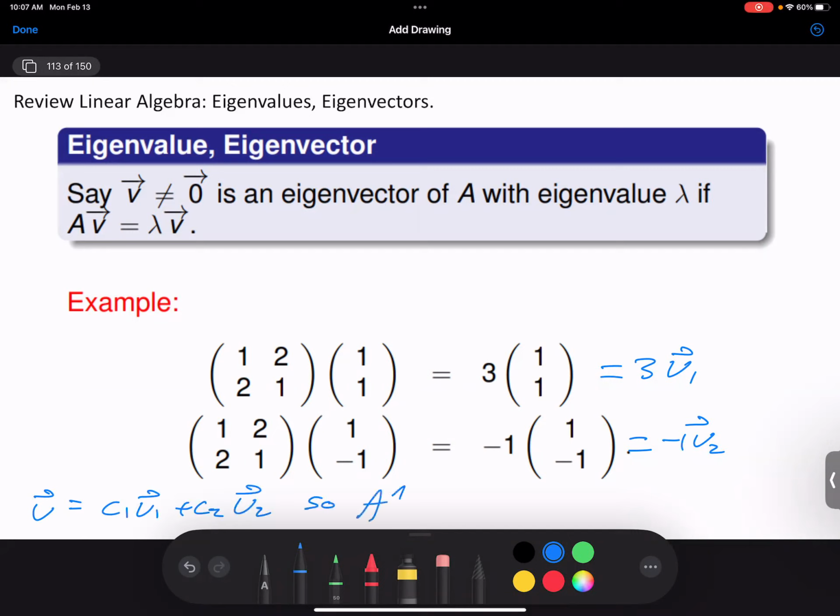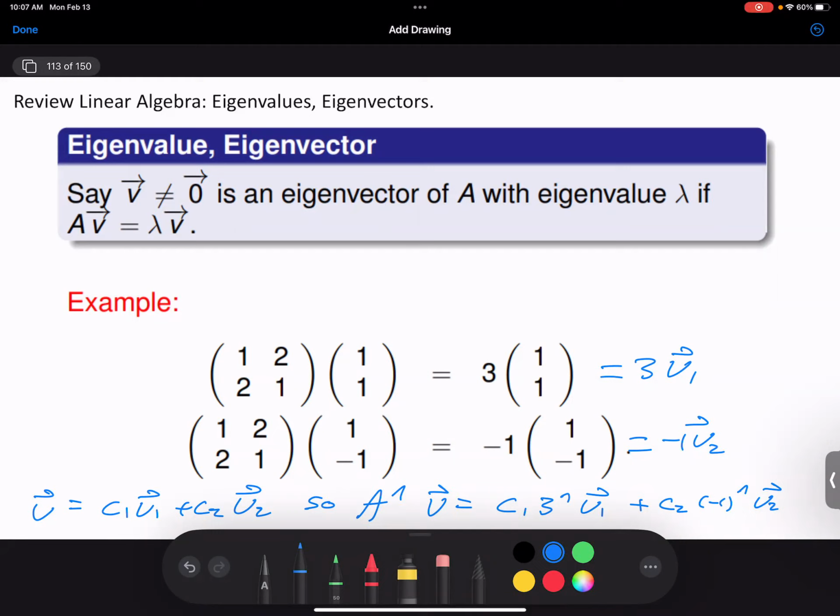So if I took A to the nth power on v, after you do a little bit of algebra, it would just be c1 3 to the n v1 plus c2 -1 to the n v2. And so if I can write any vector as a combination of v1 and v2, well, a matrix applied to a sum of vectors is the sum of the matrix applied to the vectors. And then I can just pull out the c1 and c2, they just rescale. And this allows me to really easily compute high powers of a matrix A if I can write any vector.